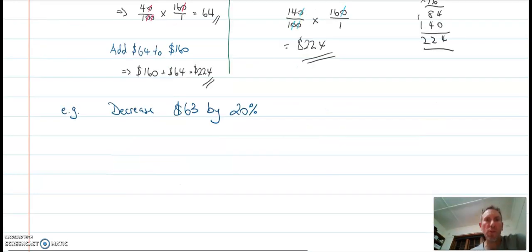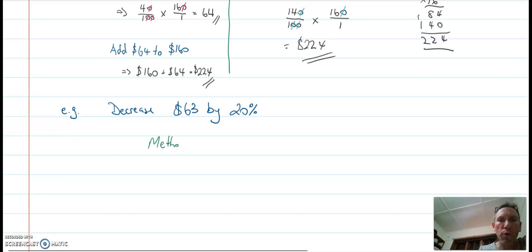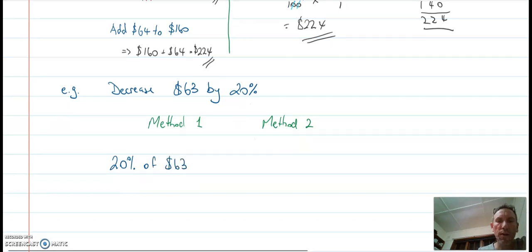Okay, another money question. We've got $63. We're decreasing it by 20%. So perhaps there's a discount, there's a sale on, whatever. Let's have a look at method 1. Method 1 would have us find 20% of 63 and then subtract it off. Method 2 would just do it in one hit. So let's have a look. Method 1: we would find 20% of $63, and then we'd subtract it off.